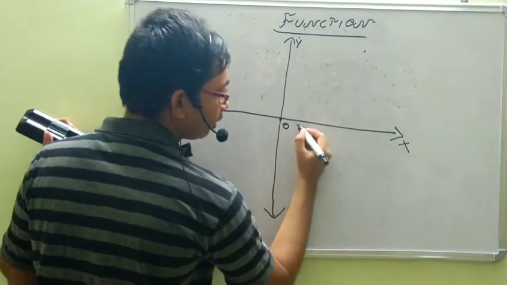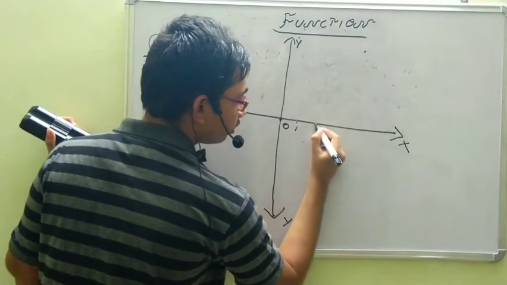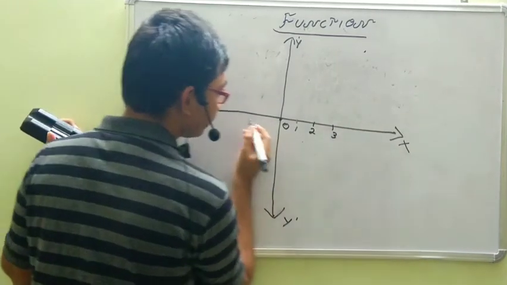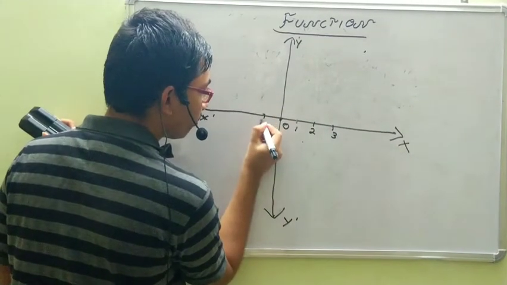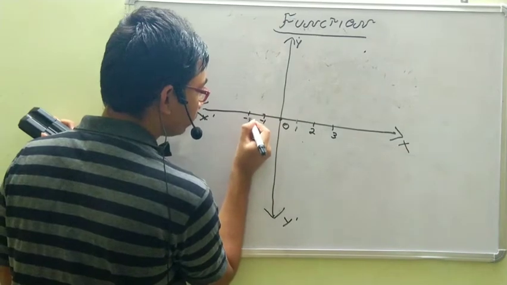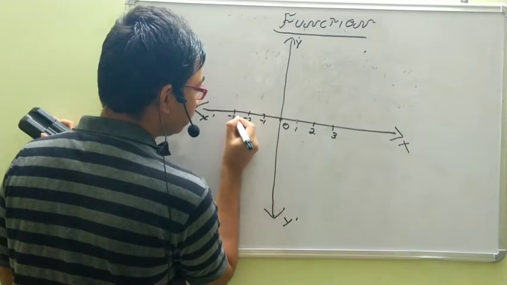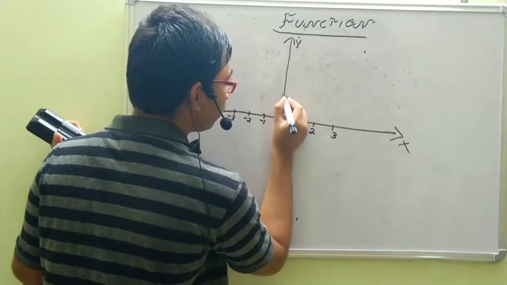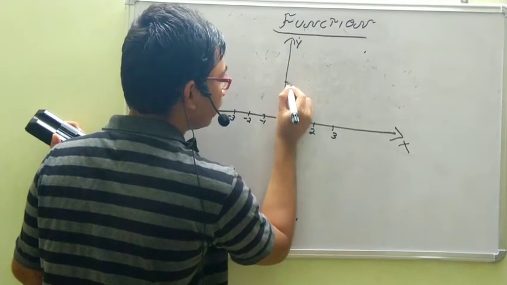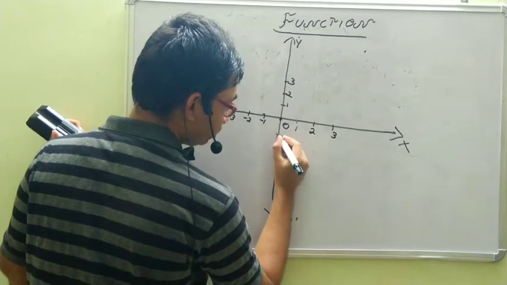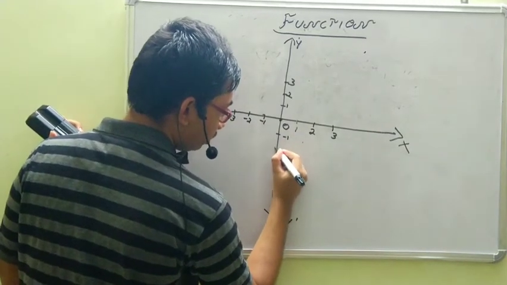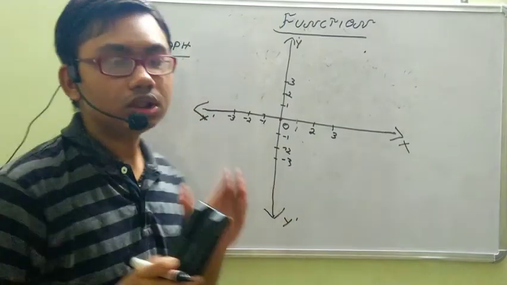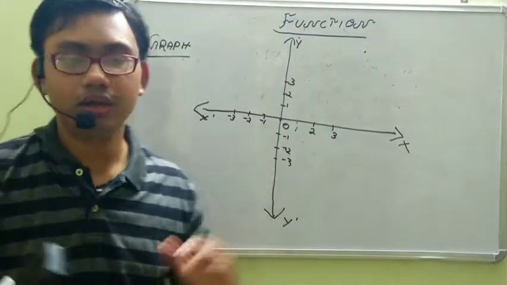Now we are giving numbering like 1, 2, 3, and so on. And here also we are giving -1, -2, -3, and so on. Here also similarly 1, 2, 3, and you can give to any number. Here also -1, -2, and -3, and so on. So this is how we are naming the graph.